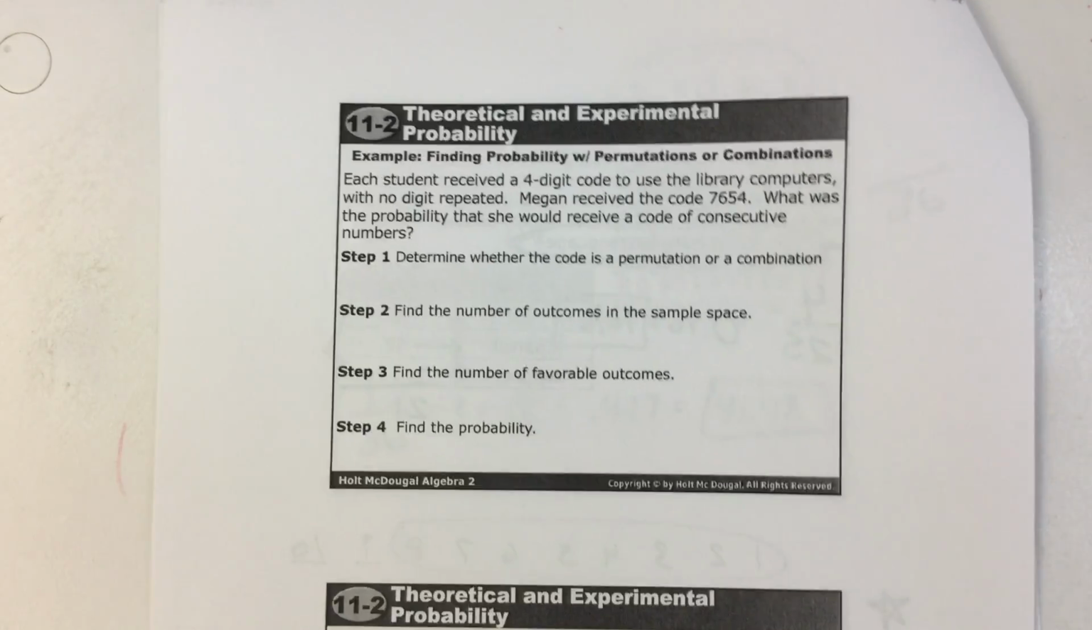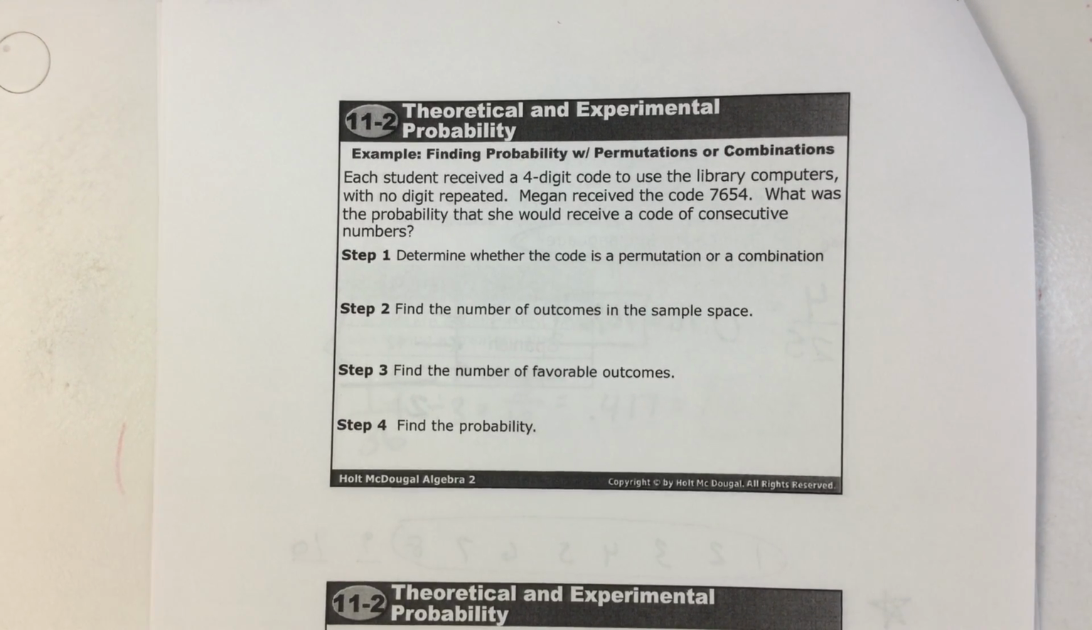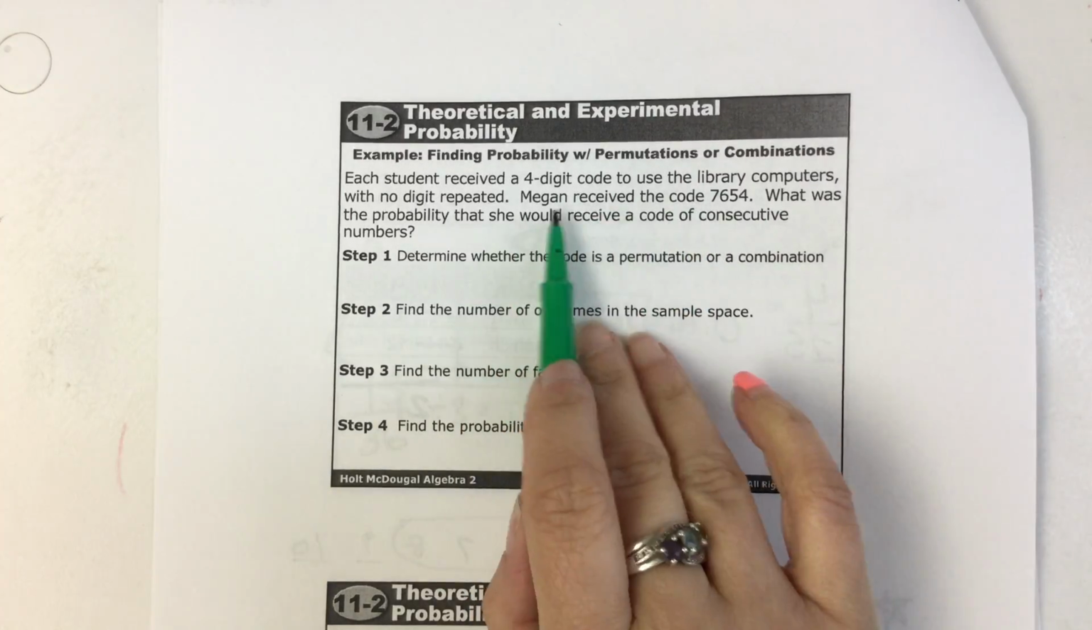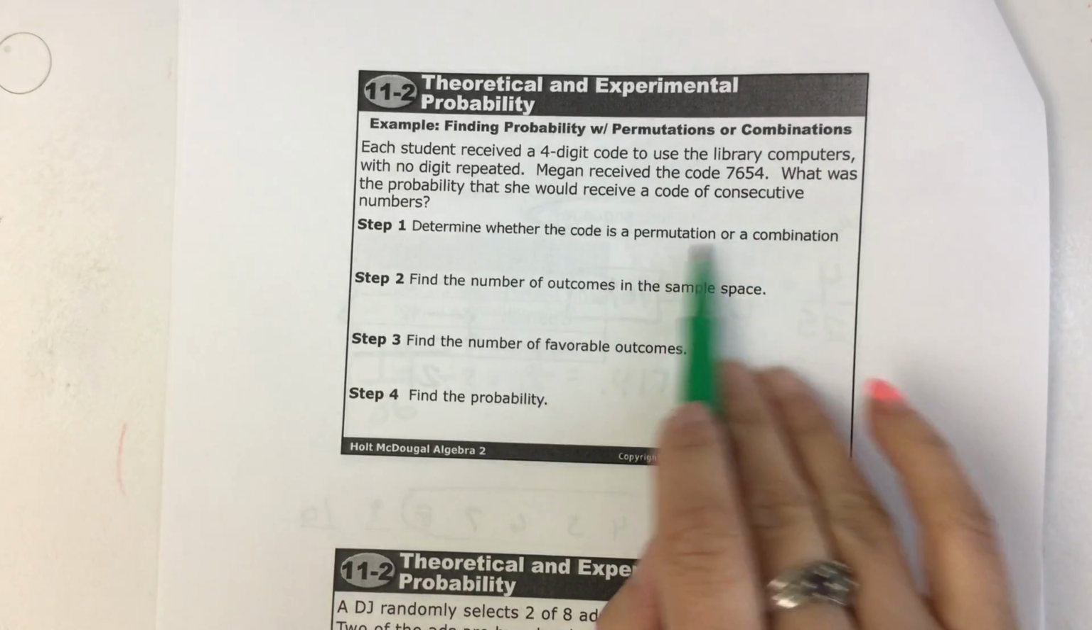And 2 more questions, and we get to call it a day for notes. So each student received a 4-digit code to use library computers. No digit can be repeated. Megan received the code 7654. What was the probability that she would receive a code of consecutive numbers? Well, the deal here, when you have a code or something like this, your sample space is going to be a permutation or a combination.